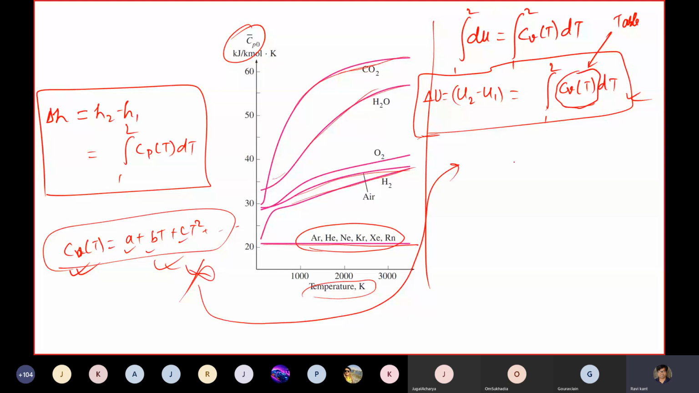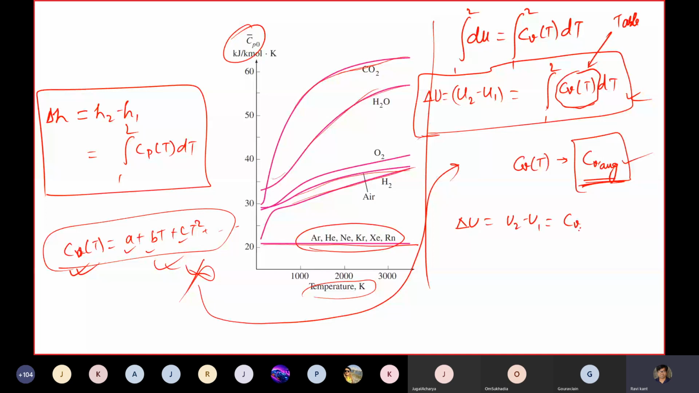over temperature ranges. It doesn't change much, so we take this as a Cv average. It was seen that it was not changing that much. So often it was written as an average quantity, and this will also be given in your tables. So now with this average quantity, I can write delta U is equal to U2 minus U1 is equal to Cv average times (T2 minus T1) if you integrate it here.